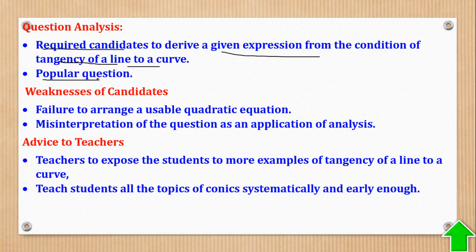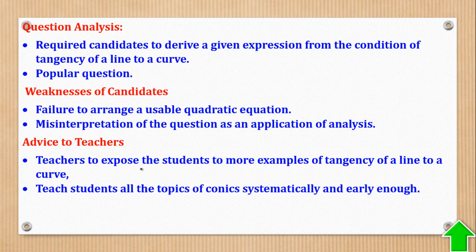But that doesn't mean that they've passed it all. There were some weaknesses, and one of them was failure to arrange a usable quadratic equation. Did you see what I did? Paired x squared alone, x alone, and constants alone. That was a challenge to some students. Then 2, misinterpretation of the question as an application of analysis. Most students, when they hear the word tangent, they think about differentiating to get the gradient of a tangent. That is not okay. So this was not under calculus. It was under geometry.